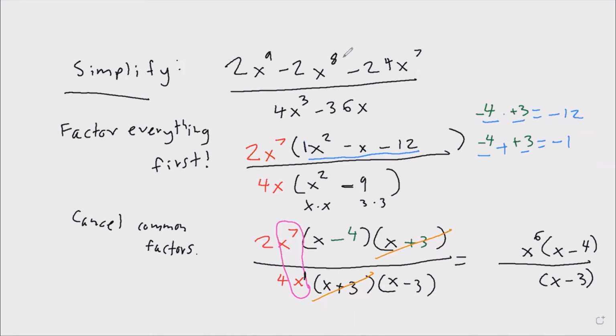And now we have to look at this 2 and the 4. Well, 2 fourths, you'll simplify that just like you would any other fraction. 2 fourths simplifies to 1/2. You do not need to write the 1 coefficient, but if you did, I don't think it would hurt anything. There we have our answer. We have simplified the rational expression.